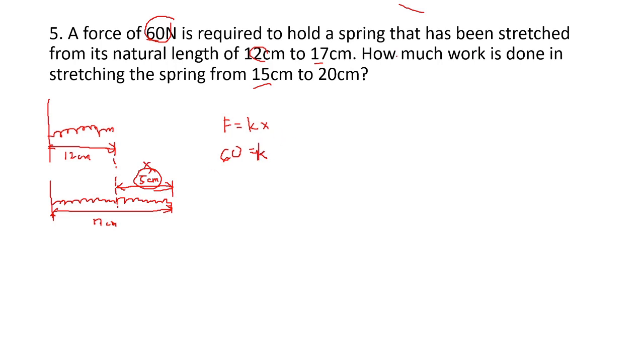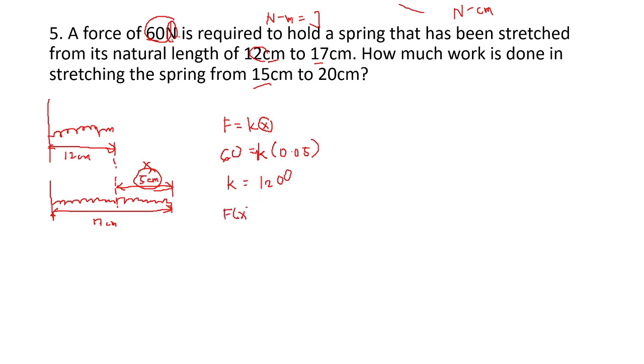Class, the question is how much work is done in stretching the spring from 15 centimeters to 20 centimeters. We are going to convert x into meters so that what we get in our final answer is newton per meter, because newton meter is equivalent to joules. So our x, instead of 5 centimeters, let's change it into 0.05 meters. Because if you do not change that, your answer is newton centimeters, no? So therefore our k is 60 divided by 0.05, which is 1,200.